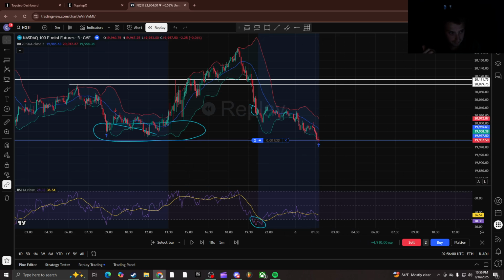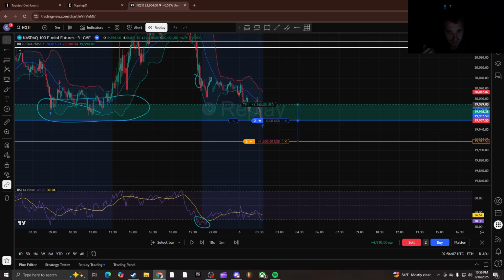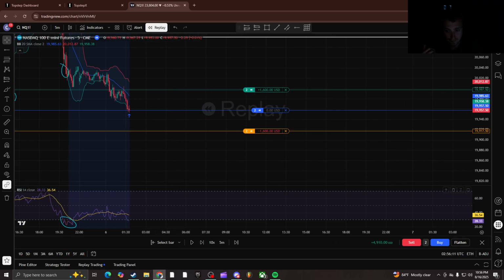We hit buy, everything lines up. Stop loss down here, 16 for 16. We're just going 40 points for 40 points, and then we'll wait and see what happens.